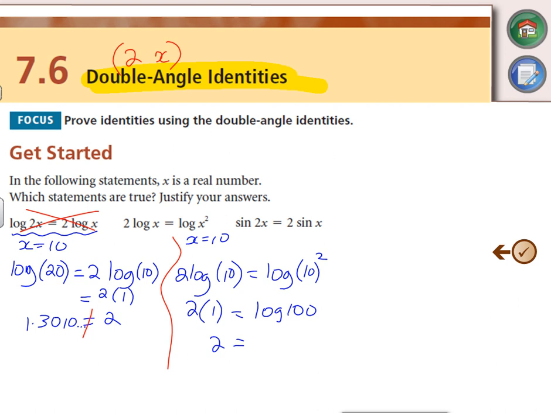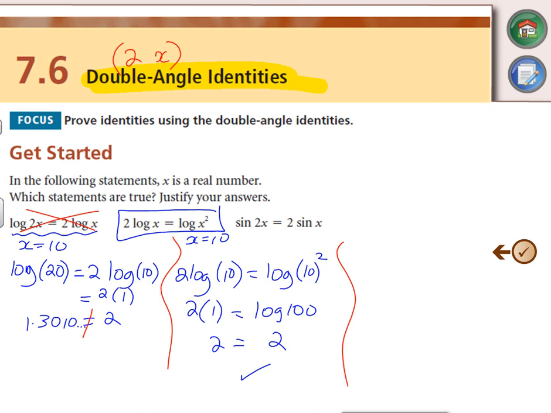Log base 10 of 100. We're saying to ourselves, hey, 10 to the what equals 100? Oh, 10 to the 2 equals 100. Oh yeah, that equals 2. Or you could punch log of 100 into your calculator. So that is an identity because it works, and it would work for everything. Just remember, verifying that it's working only means it actually worked for 10.